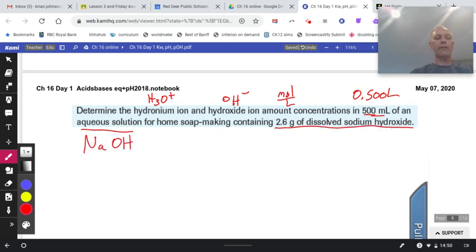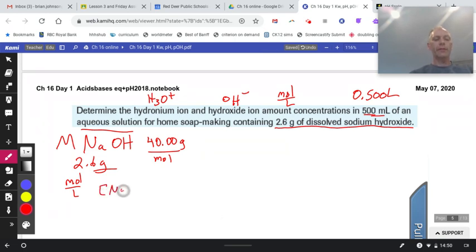Sodium hydroxide, 2.6 grams. Okay, well, we're looking for concentration in moles per liter, and we've got grams, so we're going to need molar mass. Molar mass of NaOH, I've already figured it out, is 40.00 grams per mole. So let's get concentration of NaOH first, in moles per liter. So there's our moles. So we flip it: moles over 40.00 grams. We can get rid of our grams with that 2.6 grams.